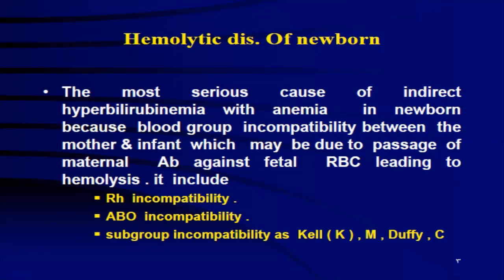Now, hemolytic disease of a newborn is the most serious cause of indirect hyperbilirubinemia that may be associated with severe anemia. It is because of a blood group incompatibility between mother and infant, which may be due to passage of maternal antibody against fetal RBC leading to hemolysis. It is either Rh incompatibility, which is the most serious, or ABO incompatibility, which is the most common, and subgroup incompatibility.